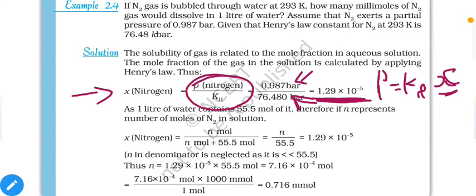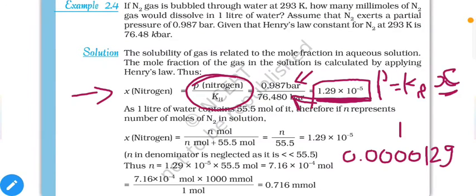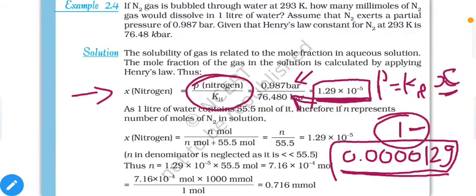As we can see, mole fraction of nitrogen is extremely low. Total of mole fraction is always 1, and for nitrogen it is mentioned as 1.29 into 10 raised to minus 5. That means mole fraction of nitrogen is equal to 0.0000129, and total mole fraction is equal to 1. So if we subtract 0.0000129 from 1, you will get the mole fraction of the second component, which is water. Subtracting such a small amount from 1 doesn't change the value of 1 much.